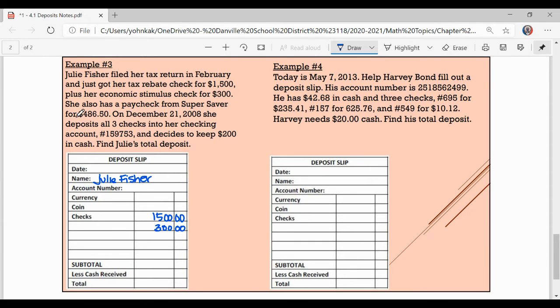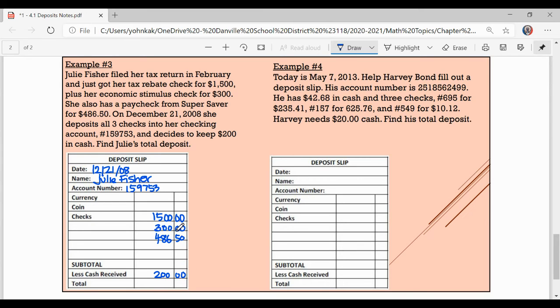She also has a paycheck from Super Saver for $486.50. Let's see, on December 21st, there's a date I can put, 12/21/08. She deposits all 3 checks into her checking account. Here's an account number, 159753. And she decides to keep $200 in cash. So that's our less cash received.